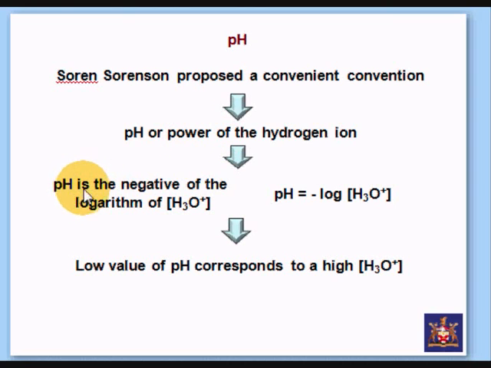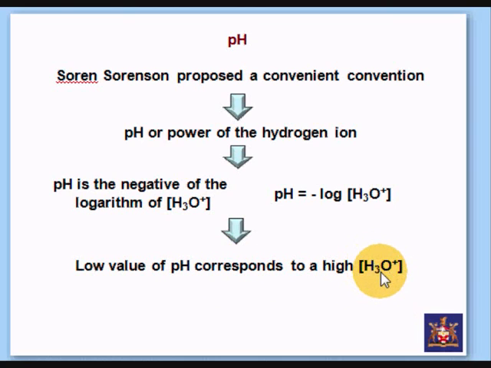So in any case, pH is the negative of the logarithm of the hydrogen ion concentration, and pH is equal to minus log of H3O plus. So that's the way it's written. This is the hydrogen ion concentration again, and this is the mathematical way to work it out. A low value of pH corresponds to a high concentration. Okay, so this is one of the key things on this.